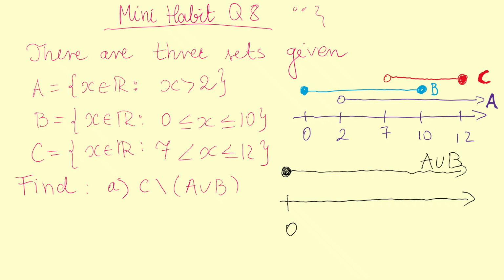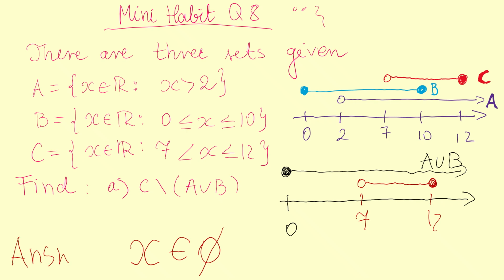Another thing, let's take set C now. Set C is from 7 to 12. Open, not included, included. If you look at this carefully, if you take away from set C everything that is in the sum of A and B, what will be the answer? This will be the empty set. So this is the answer.